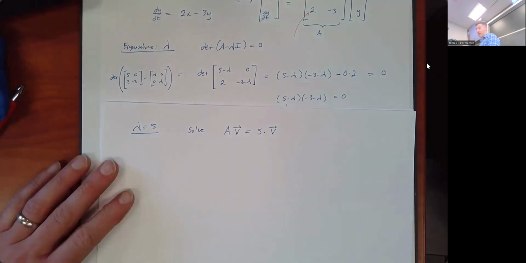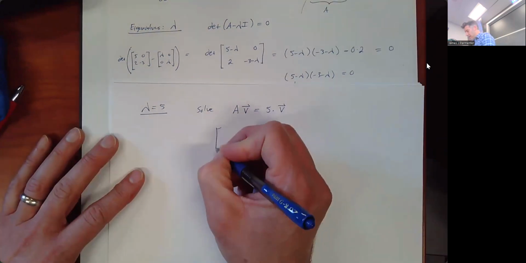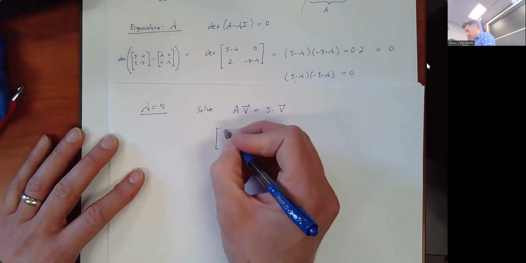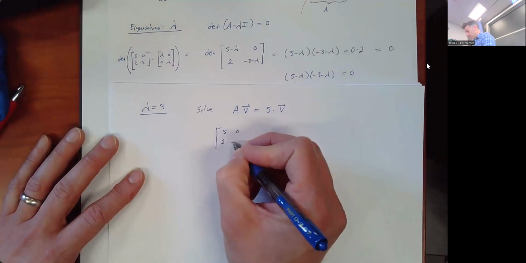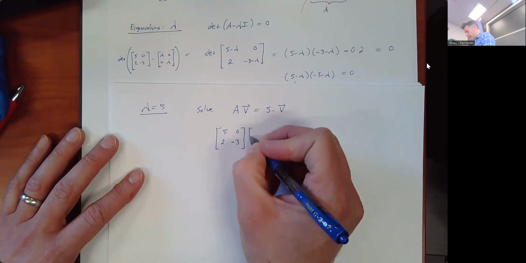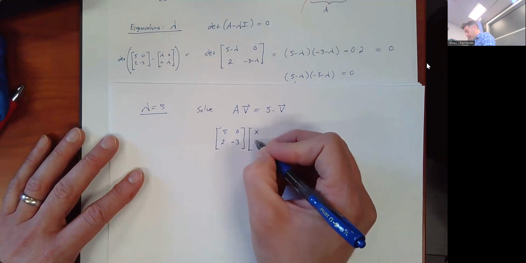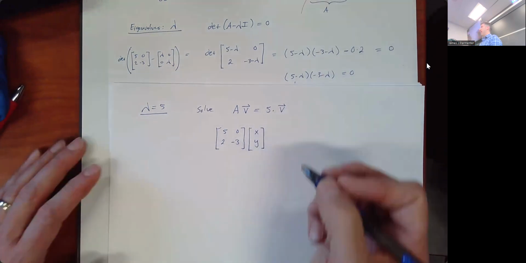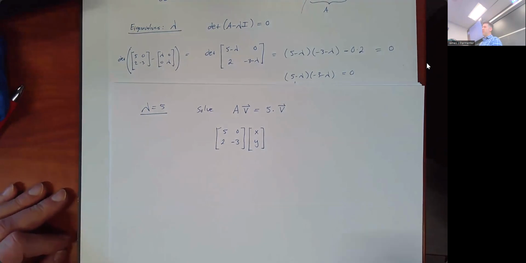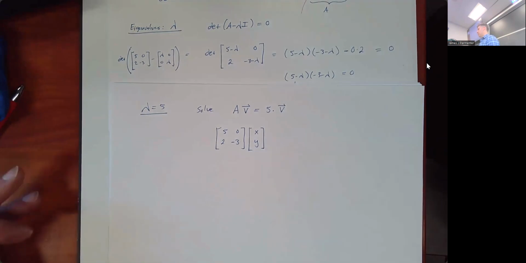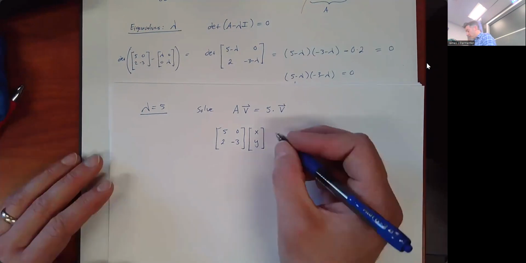I'm going to write this out. My matrix A is 5, 0, 2, -3. And my eigenvector is the thing we're trying to find, which you typically call xy. You might call it v1, v2, or x1, x2, or whatever letters you like to use, but we don't know what they are at this point.